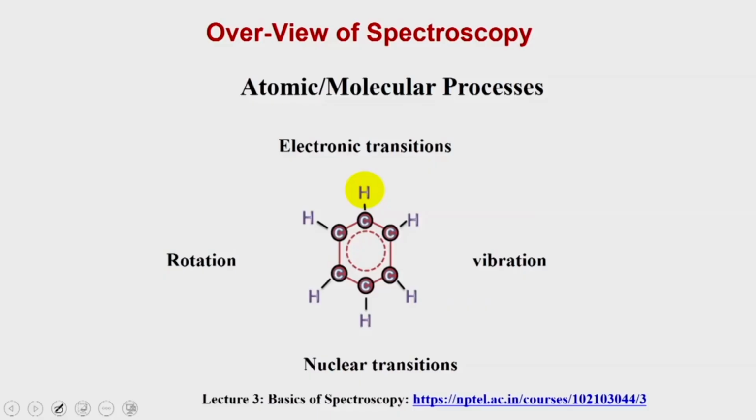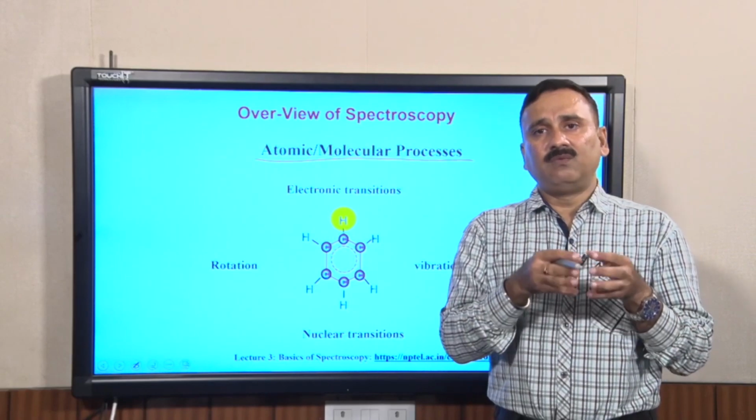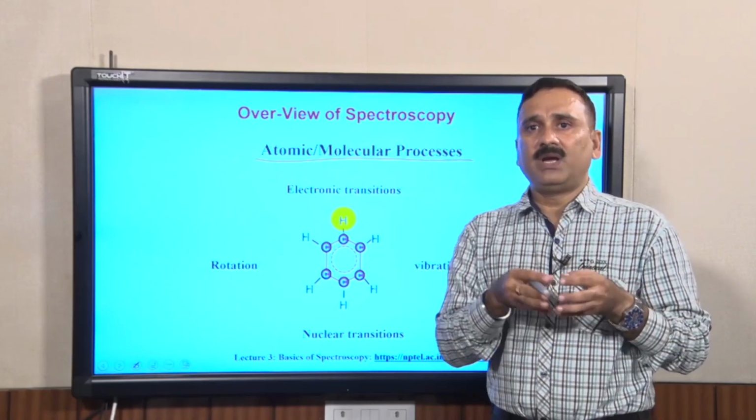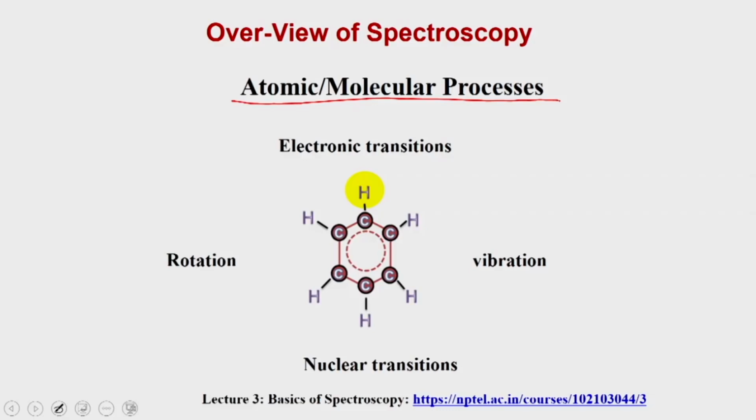And all these absorption and emission are going to happen, and the different molecules are going to do this phenomena differentially because of the various types of atomic as well as molecular processes which are happening within the molecule. What are these phenomena? You can have the rotations, you can have the electronic transitions, you can have the vibrations, and you can have the nuclear transitions. We will discuss this in more detail in the next slide.